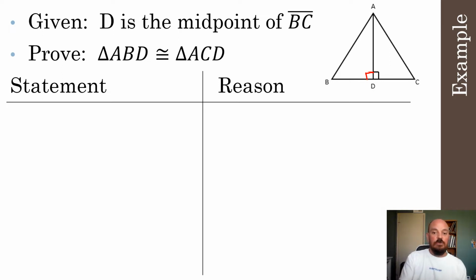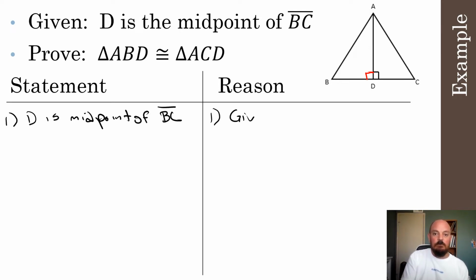And like any proof, the first statement, we're just going to copy down the given information. So for statement 1, I'm going to say D is the midpoint of BC. Reason, given. Now that's automatic. That's not something we can mark on the picture. As soon as you write something in your statement table, you mark it on the picture, but being a midpoint isn't something you can mark. It's going to help us get one of our S's, but it's nothing yet.